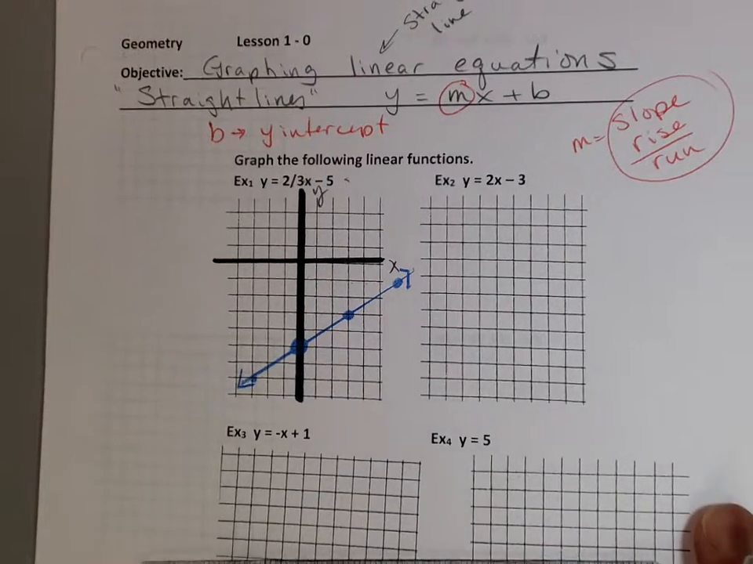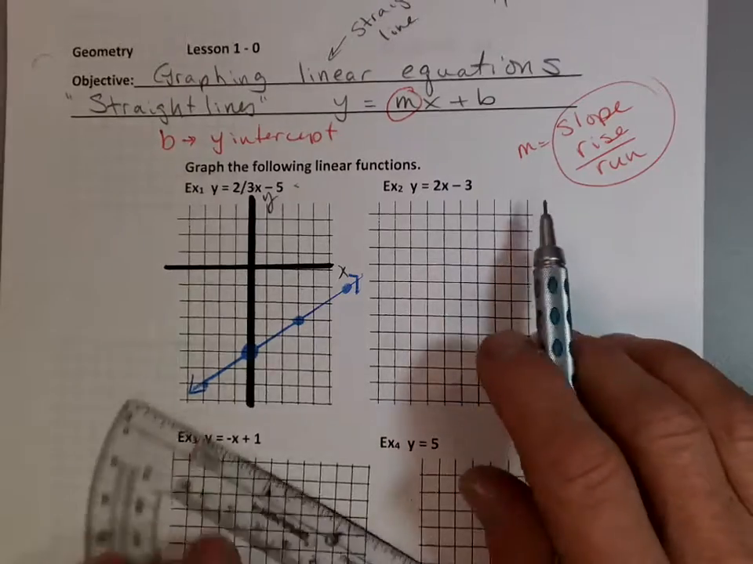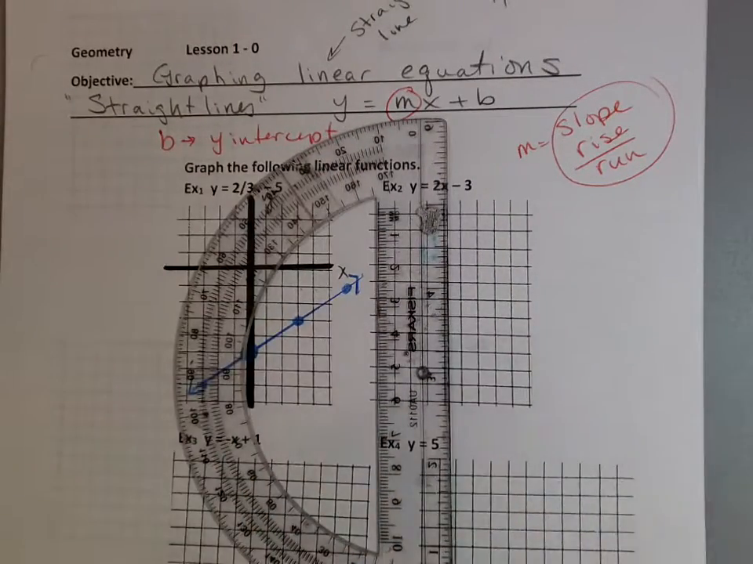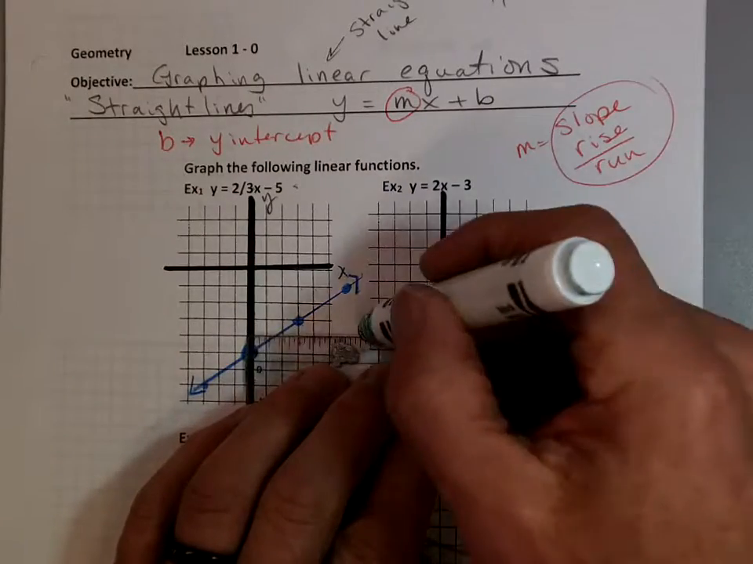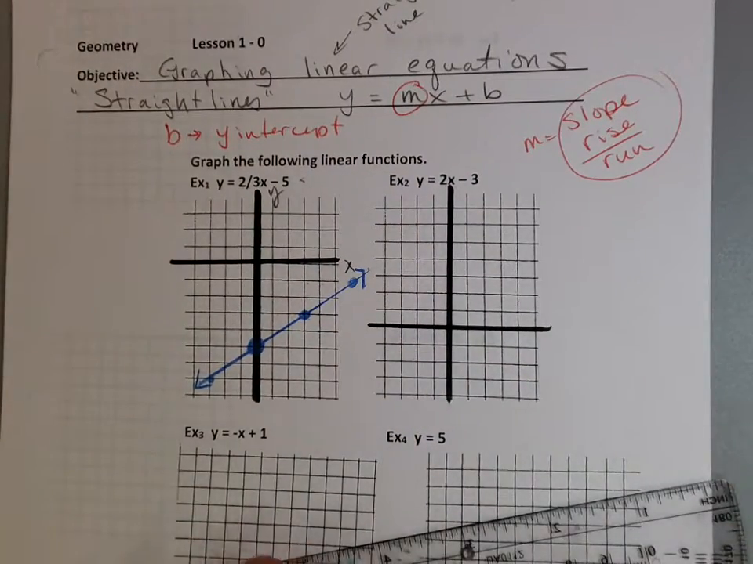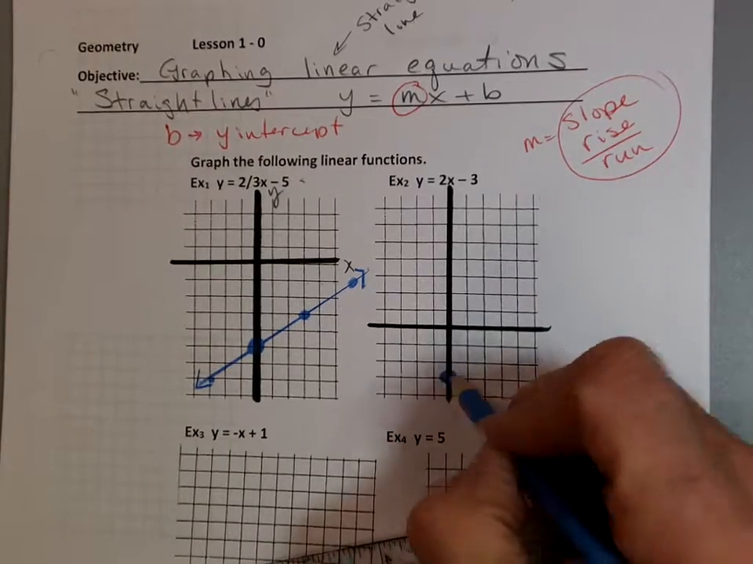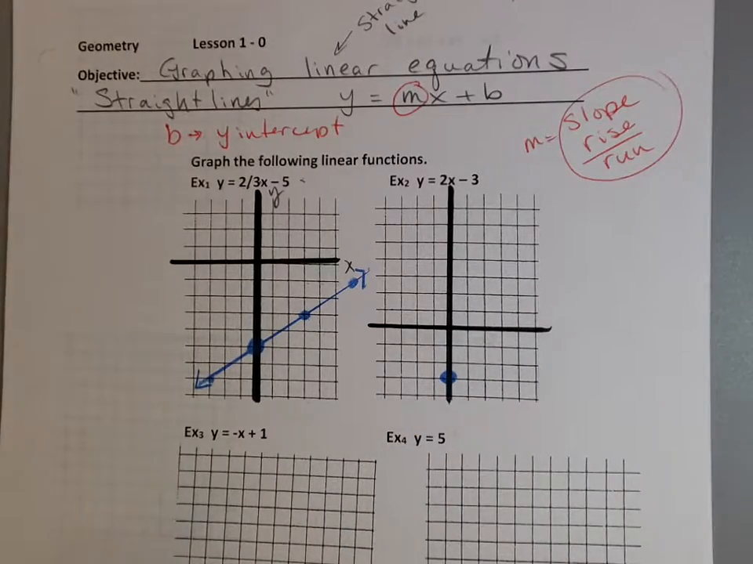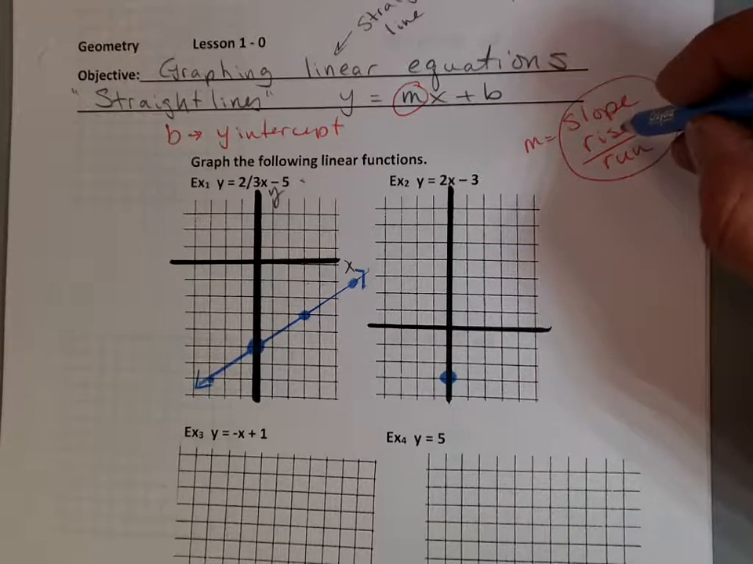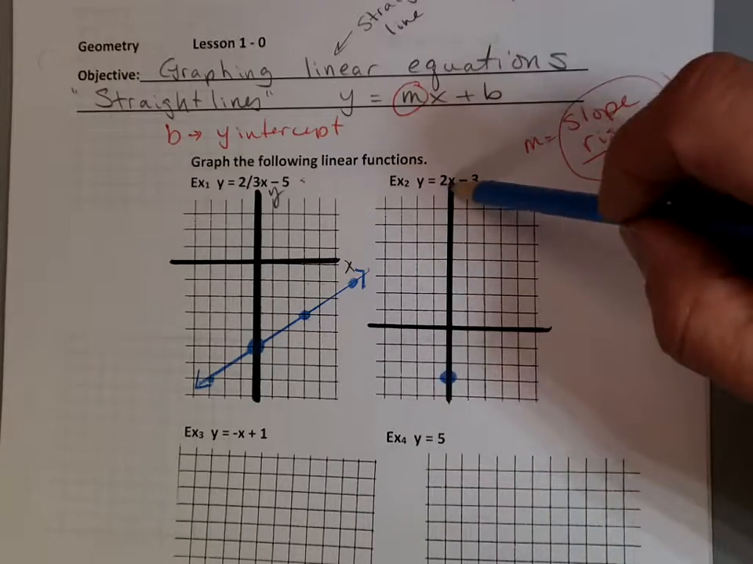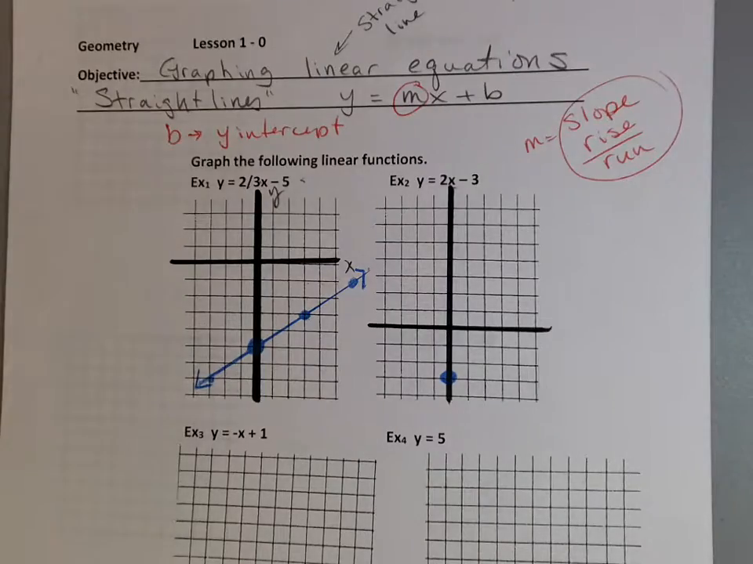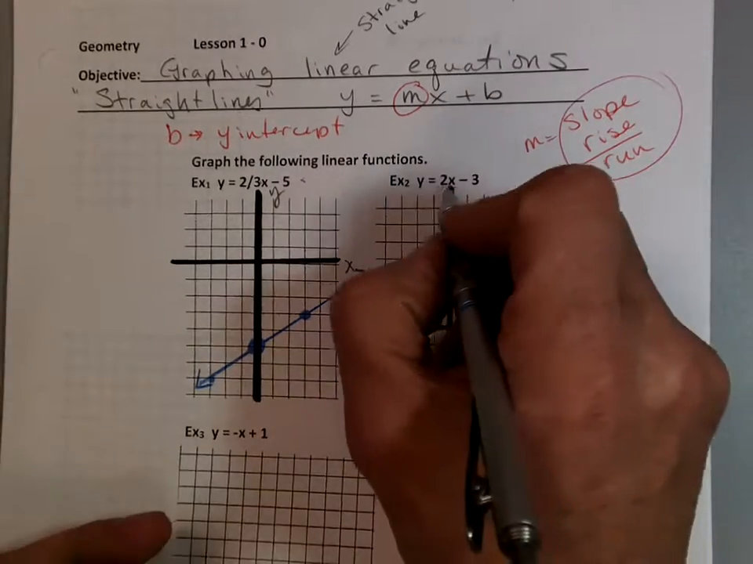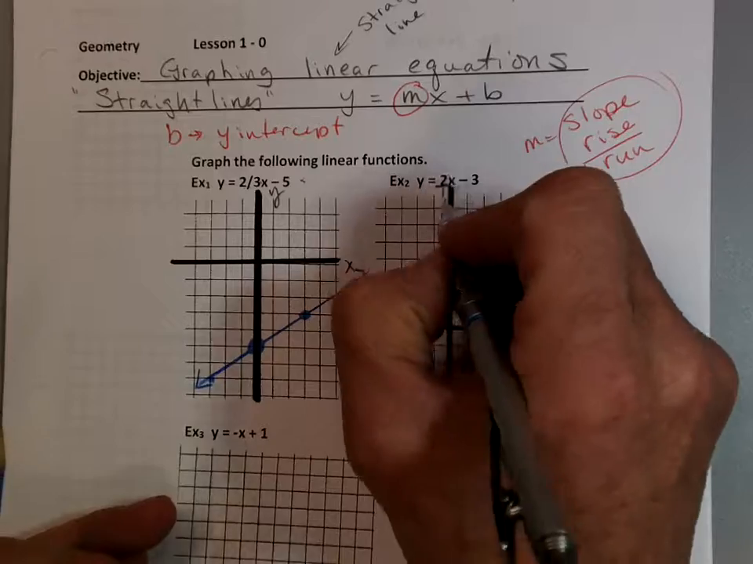All right, example 2. I have a y-intercept of -3, so I'm going to put that in and start at -3. Now, my slope needs to be a fraction. I've got a 2, so I'm going to change my 2 into a fraction by making it 2 over 1.